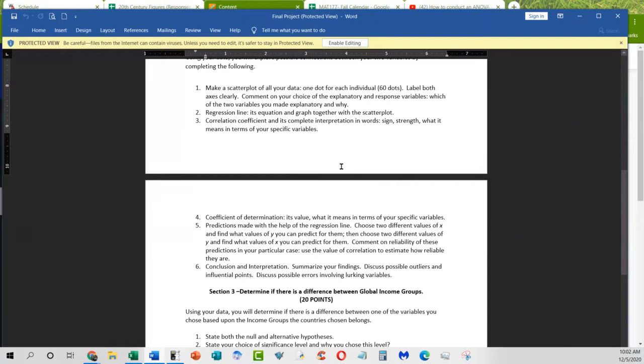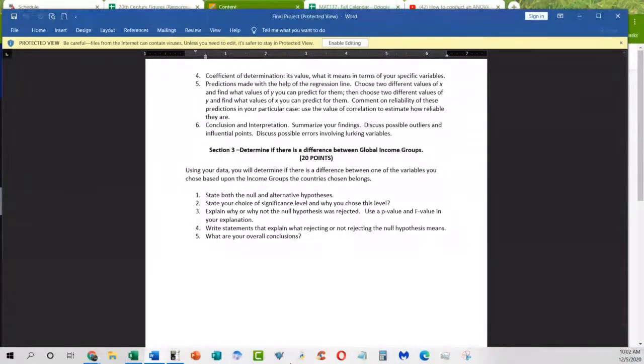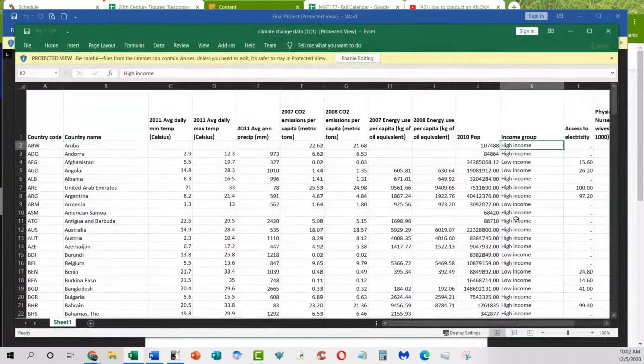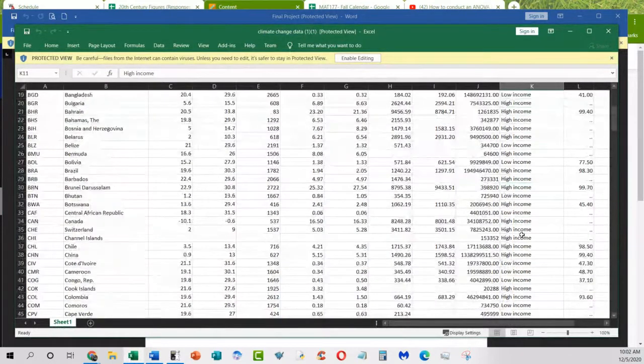So this is chapter 12. And then you're going to do a hypothesis test, because every country has high or low.